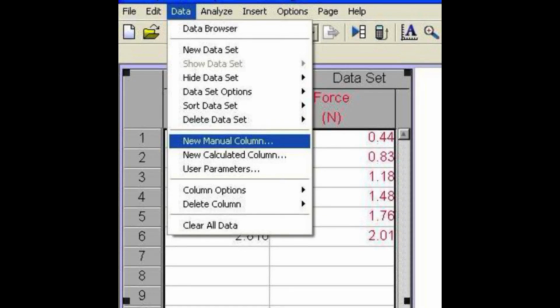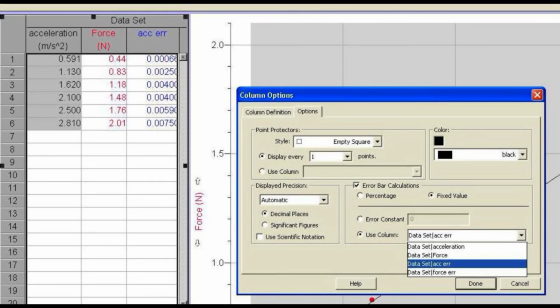Let's add error bars to our plot. From the Data menu, add a new manual column and input your acceleration errors. Revisit the X column definition by double-clicking on the title for acceleration. Indicate that errors in X values will be taken from the acceleration error column.